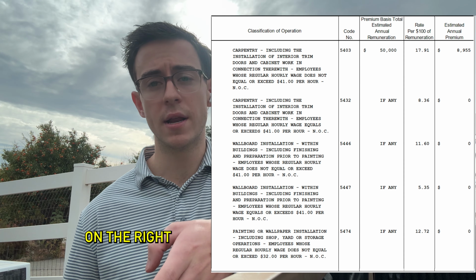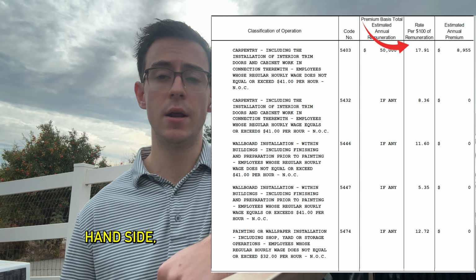After that, on the right-hand side, we see the rate per $100 of remuneration. This is ultimately the rate that you are going to pay, as the name implies, for every $100 of payroll. This is how your premium gets calculated. So in this case, for the $50,000 of payroll that they're estimated to run, they are going to owe about $18 for every $100 that they run.